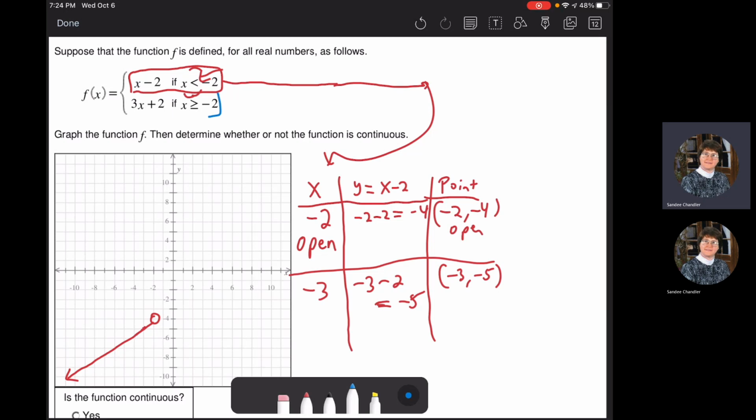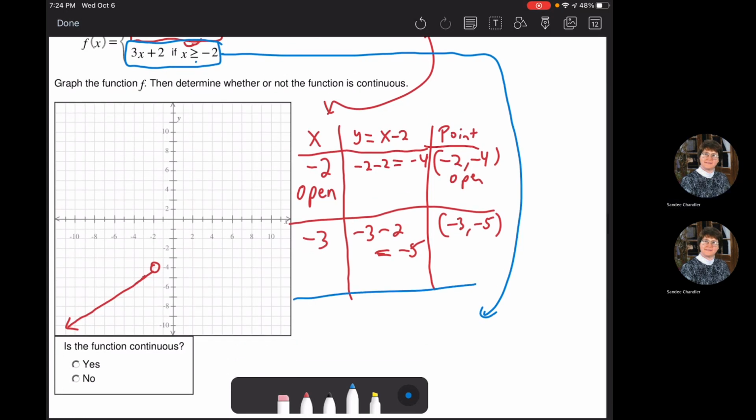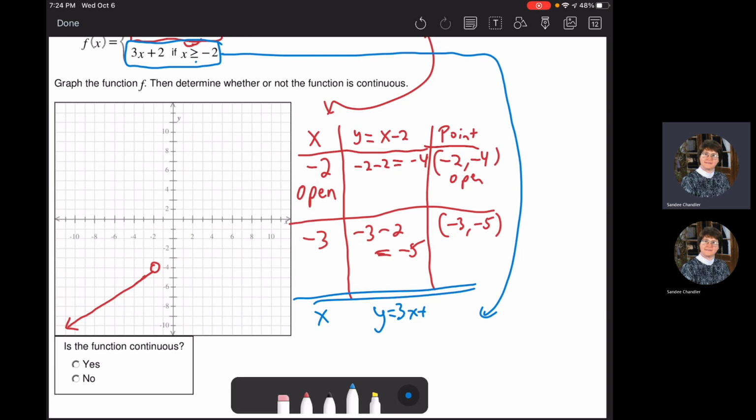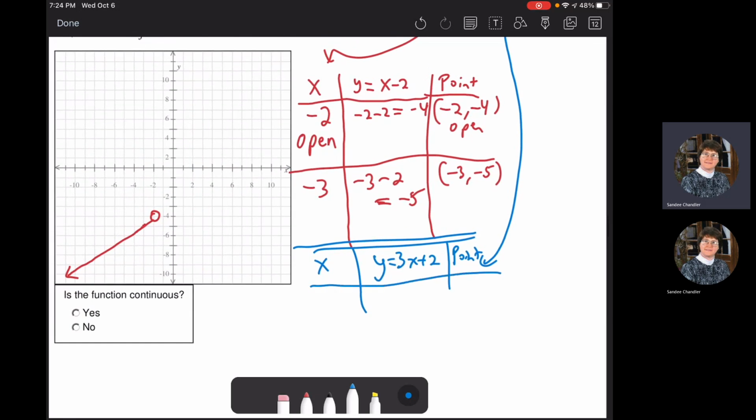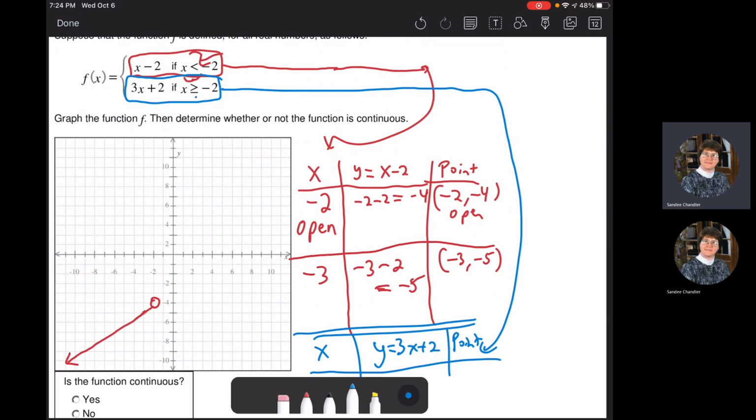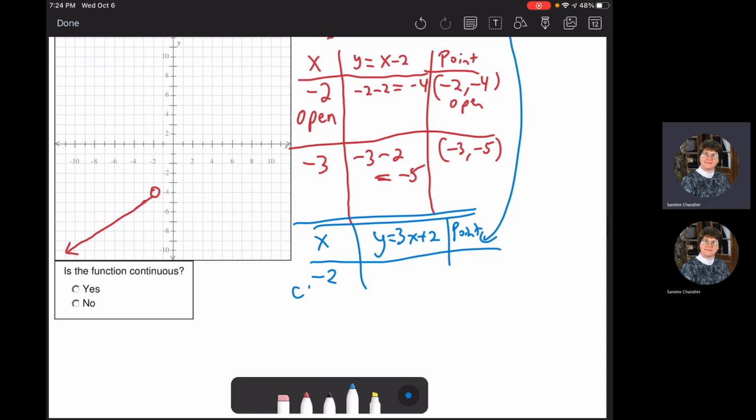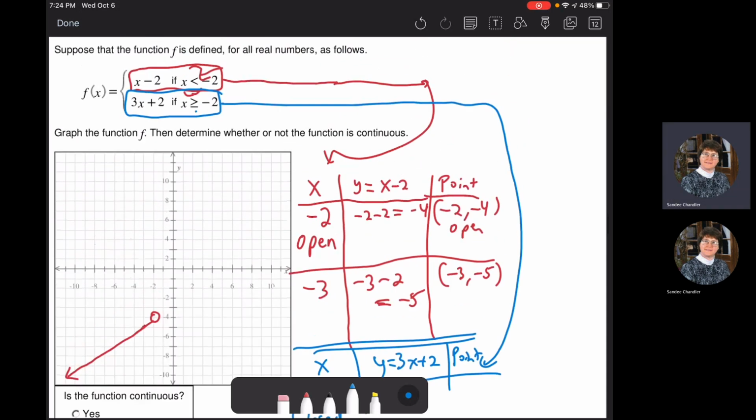Alrighty, next piece. Next piece happens when x is greater than or equal to -2. I have to come down here. All right, we have our x value. y equals 3x plus 2. And then we'll have our point. Again, we have the issue of x greater than or equal to -2. So we have to use -2. This time it's going to be closed because we got the equal on it.